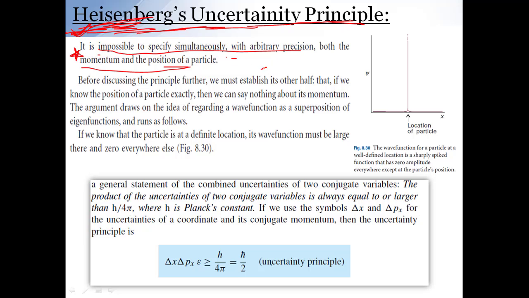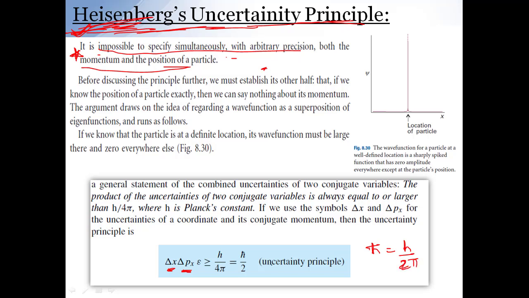Now before discussing this principle further, mathematically this principle can be written like this: delta x, the uncertainty in position, times delta px, the uncertainty in momentum, is greater than or equal to h upon 4 pi, or h cut upon 2, where we have already seen h cut equals h upon 2 pi.